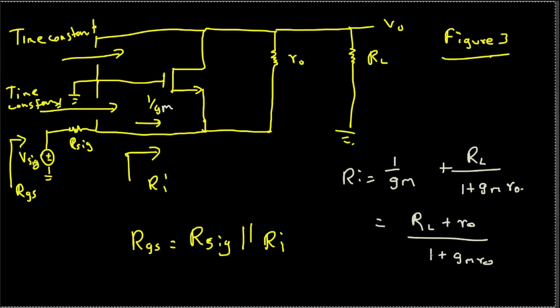Which means this 1 is unnecessary. Think about a big number: if you're adding 1 million to 1 million, you can just neglect it and say 1 million, right? Like that, this one is negligible, so we can say this is approximately RL plus RO divided by gmro.